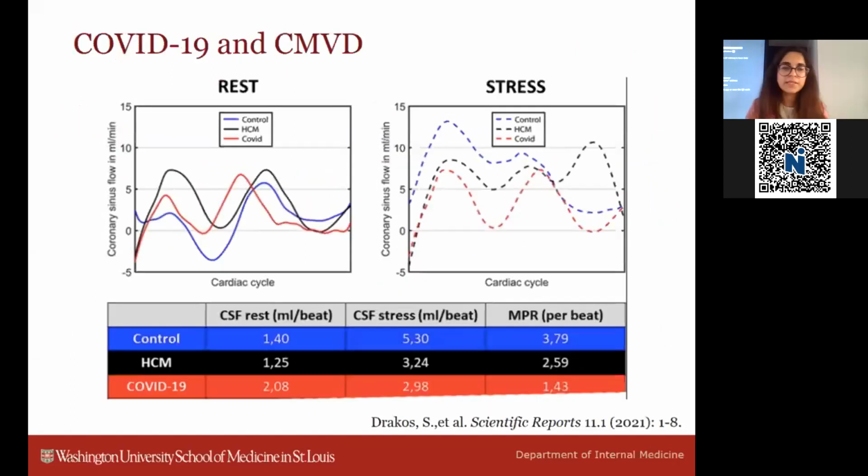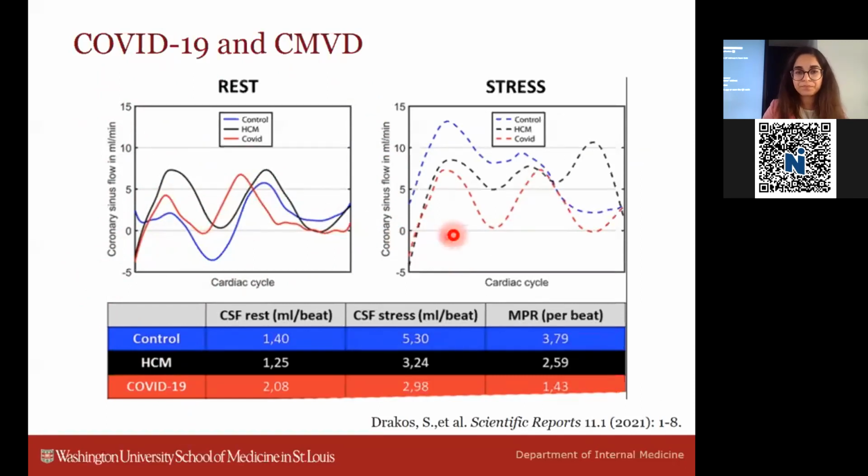We saw something similar and interesting in a COVID-19 study that came out earlier this year. So what did Dracos show? They showed that coronary sinus flow at rest, which is also a bad thing and can prognosticate for early CMVD, or coronary microvascular dysfunction, was highest in people with COVID. So the y-axis here is coronary sinus flow. The x-axis is part of the cardiac cycle. And the red curve here is COVID patients, and the blue curve here is control patients. At rest, we saw that COVID patients had a higher CSF.